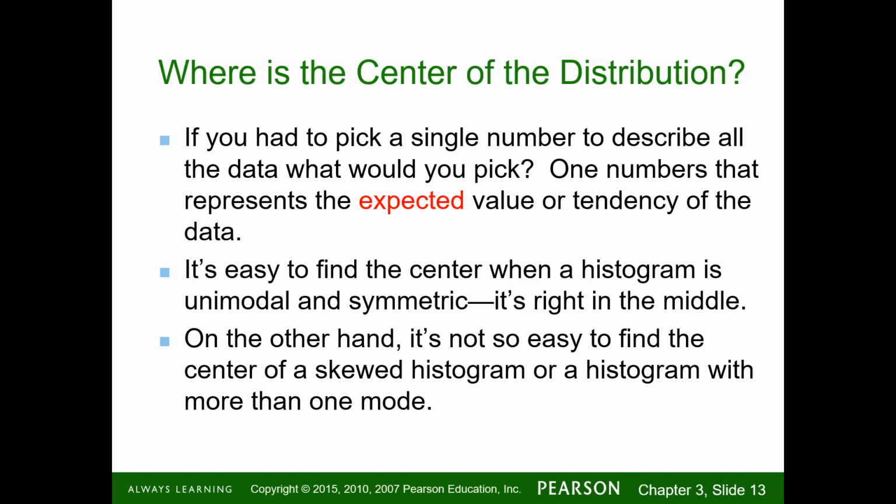If you had to pick a single number to describe all data, what would you pick? This would be the center of the distribution. You're looking for the middle area, and there are a lot of ways to describe that. It's one number that represents the expected value or tendency of the data, like where the value is centered towards. It's usually easy to find if it's unimodal or symmetric. It's right in the middle. On the other hand, it's not as easy to find if the data is weird and skewed in one direction. It's a little harder to find the middle.